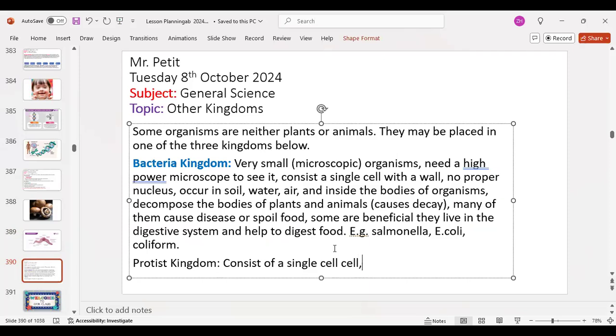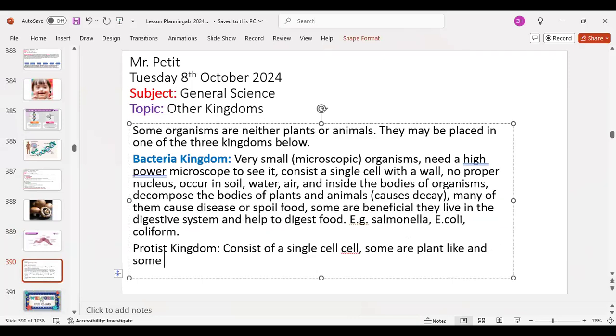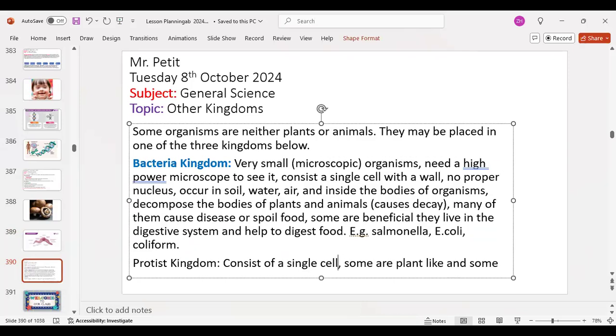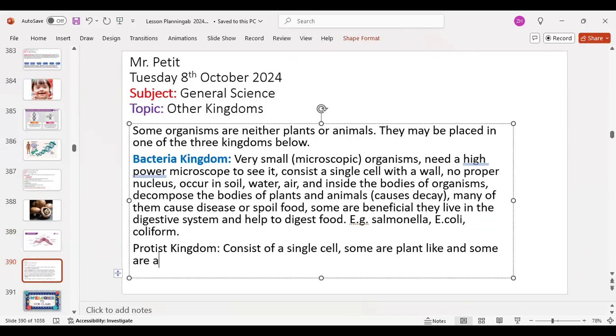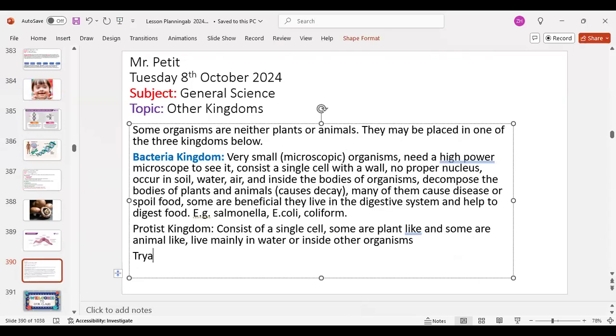Some are plant-like, and some are animal-like. They live mainly in water or inside other organisms. So some examples are the trypanosome.